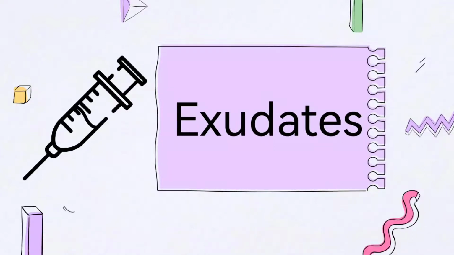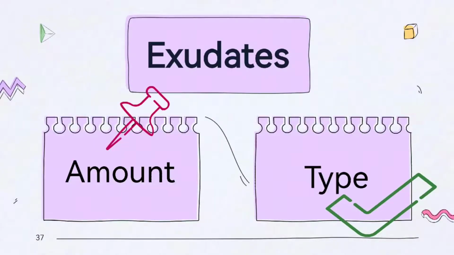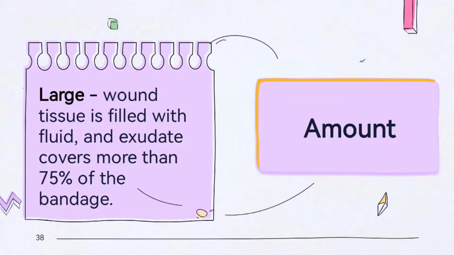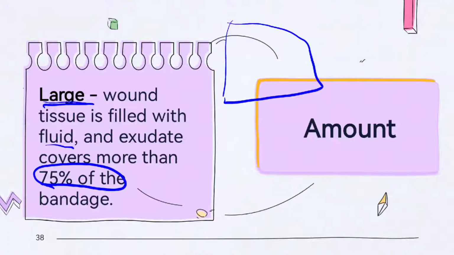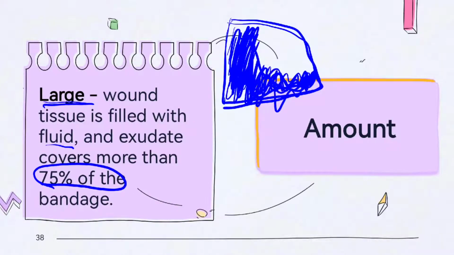Now let's go for exudates. Exudates, we are speaking here two things. We have the type and then we have the amount. Now for the amount, there are three things. You have your large. The tissue is filled with fluid, and the exudates covers more than 75% of your bandage. Now for example, this is your wound dressing. Okay, this is your wound dressing. And while the dressing is attached to the skin, there are 75. This is soaked with your wound exudates, discharges from your wound.